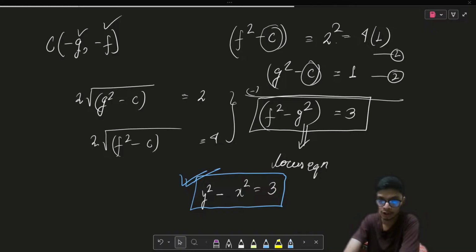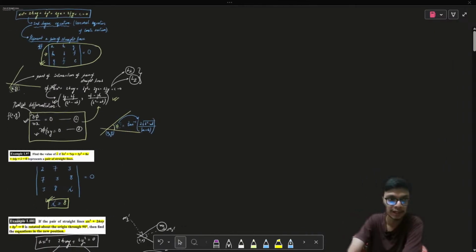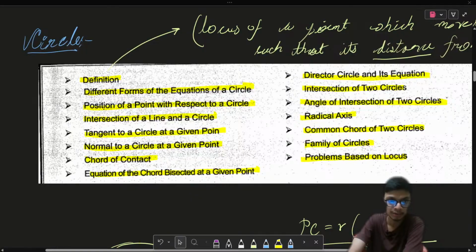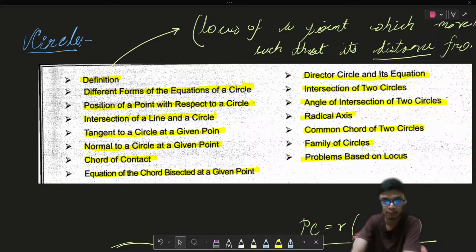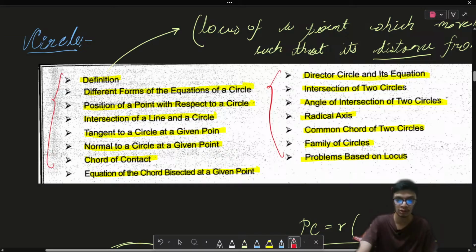So if you recall, I have shown you the basics of what we need to study in this circle chapter. So these are all the concepts. We have already discussed the definitions and the different forms of the equation of a circle. In the next class, we're going to start with the position of a point with respect to a circle, right? And then we're going to move on to these particular topics, right? So I'm going to follow exactly this syllabus, this particular order of finishing the topics of this chapter of circles. I hope this is clear, and with this I conclude the session.